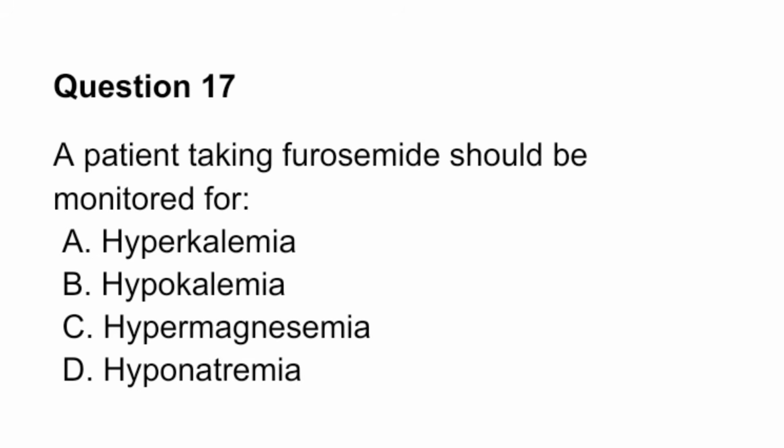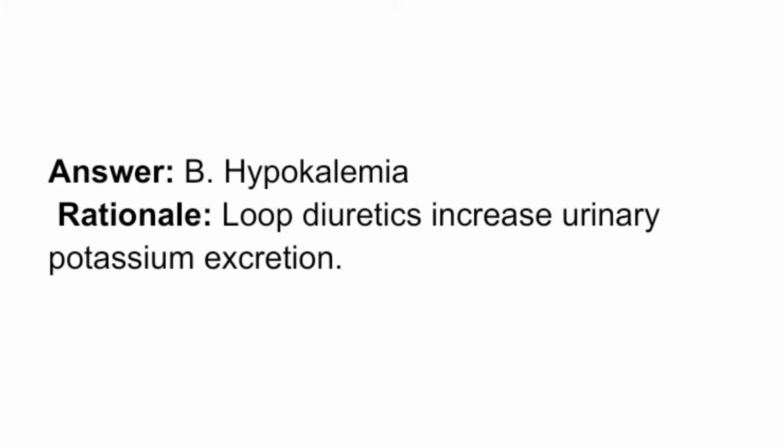Question 17. A patient taking furosemide should be monitored for A. Hyperkalemia. B. Hypokalemia. C. Hypermagnesemia. D. Hyponatremia. Answer. B. Hypokalemia. Rationale. Loop diuretics increase urinary potassium excretion.